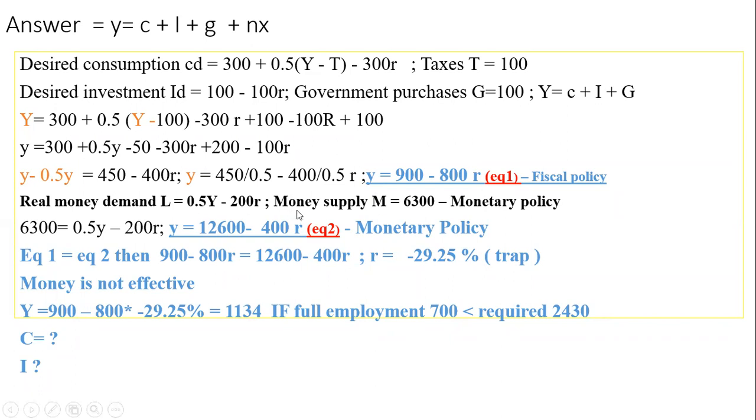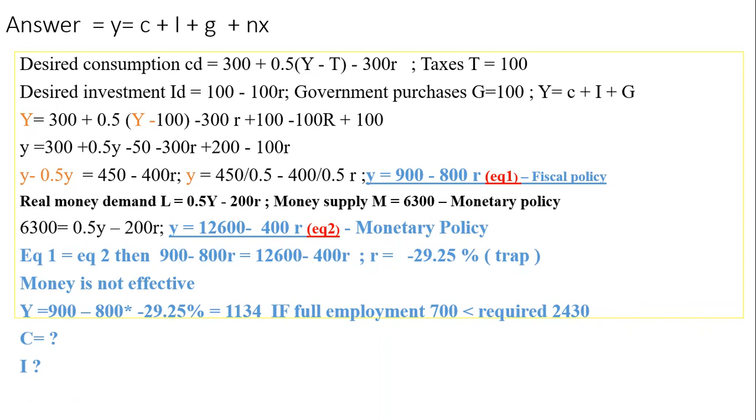Getting the other data for the money demand and money supply, by equating both sides, we end up with Y equal 1,200 minus 400R, and this is the second equation. Using the IS-LM model, by equating equation 1 and equation 2, we find that R is negative 29.25, which is a very high drop in the percentage. It is a trap. No one will have any incentive to put money in the bank. The Y, when we substitute, we get 1,134.